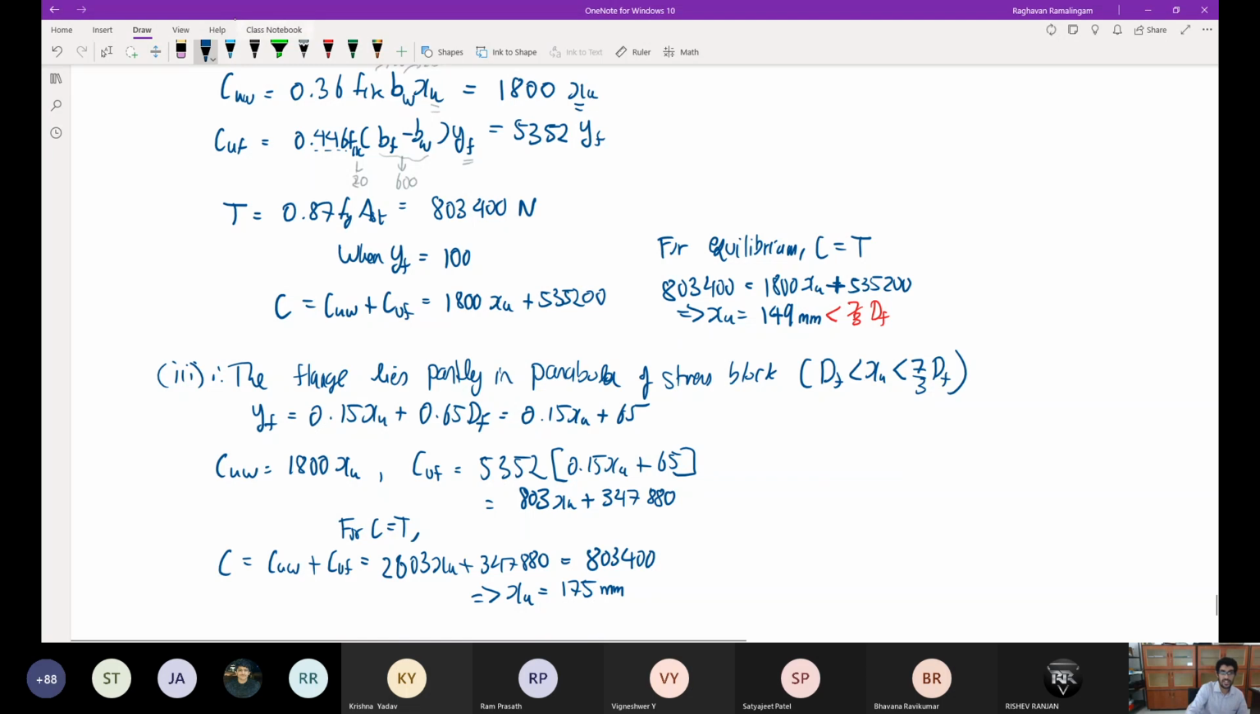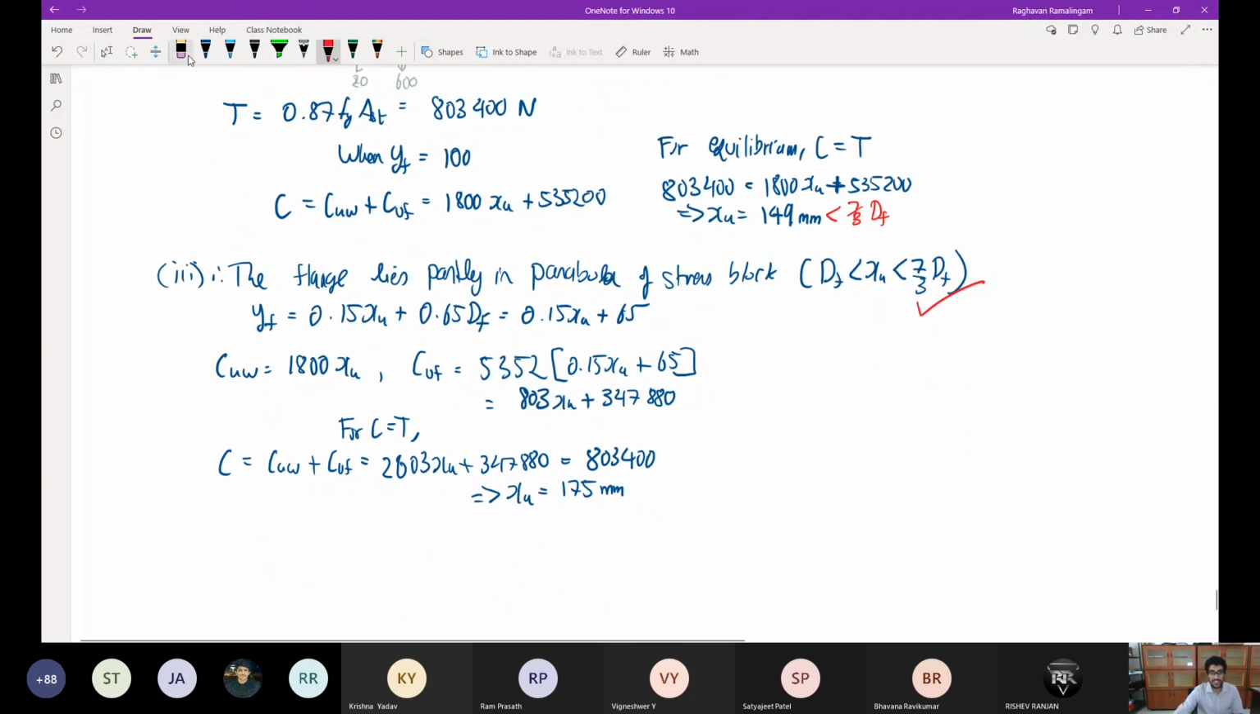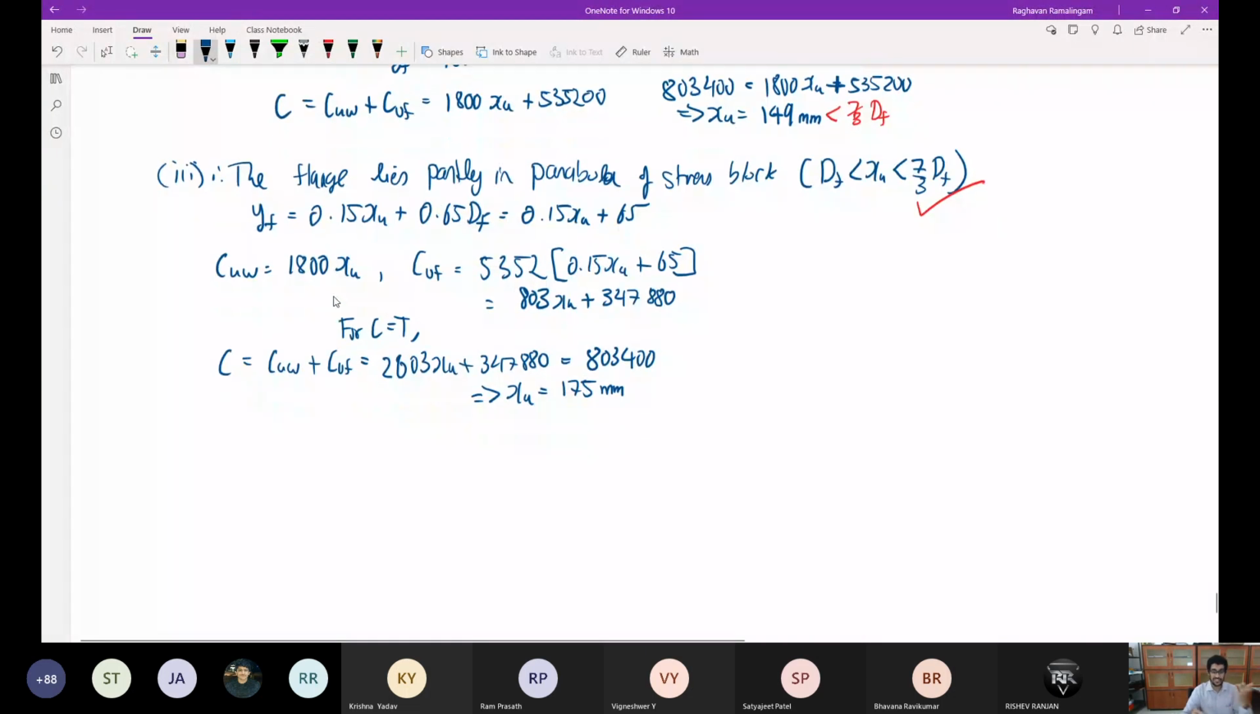So this was our condition. The XU which we obtained, does it actually fit? Is it fitting or not fitting? If it doesn't fit, then we have run out of options. It's fitting. So this is within the range: it's more than 100, less than 233. Therefore, this actually fits, and this is the actual case for this number of steel bars for these dimensions of a T section.